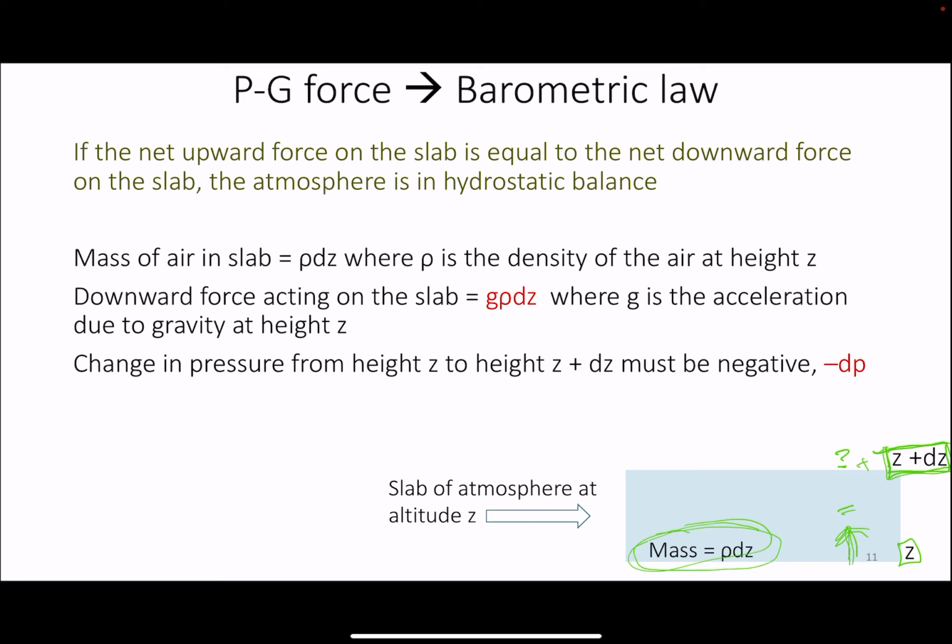So the way we get at that is the mass of air in the slab is rho times dz, where rho is the density of air at height z. And so the downward acting force on the slab is going to be g, where g is the acceleration due to gravity at height z, times rho dz. Okay? And so the change in pressure from z to z plus dz must be negative, right? Because this number is greater than this number. Okay, so the difference has to be negative, minus dP.